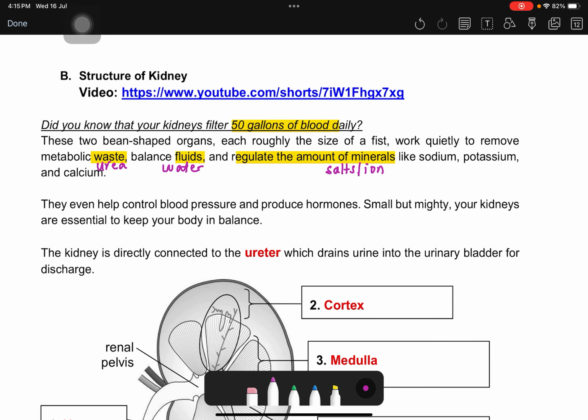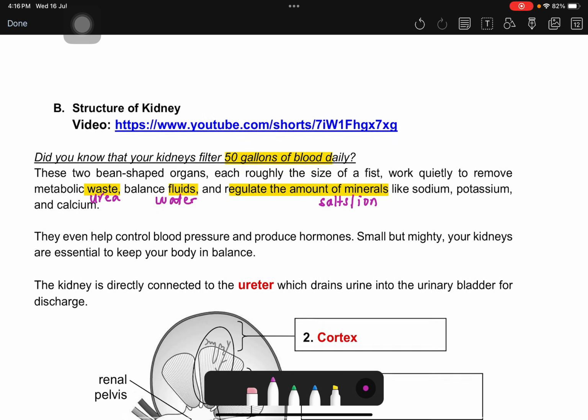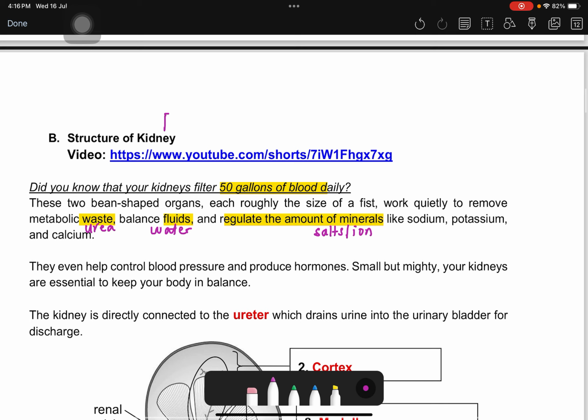So the kidneys also play a part in controlling blood pressure and producing hormones, but these are secondary functions that we will not be focusing on, but we will be looking at how filtering of blood takes place as well as reabsorption of important substances in this particular chapter. So for the kidney, most importantly, you need to know that it is capable of filtering blood and also capable of reabsorbing useful substances back to blood.